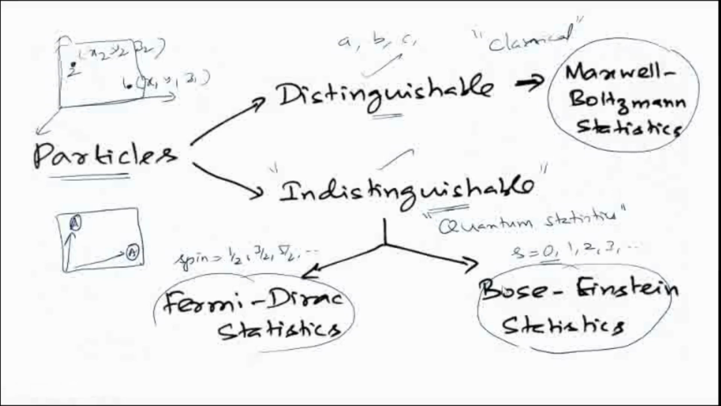Okay, listen, so till now, I have introduced a few terms like macrostate, microstate, and thermodynamic probability. Then I have introduced what is meant by distinguishable and indistinguishable particles. And what type of statistics is supposed to be used for a given type of system.